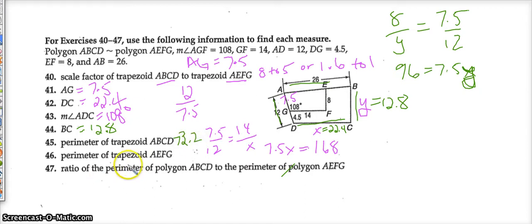And they want the perimeter of the other guy. So that means I have to find out what AE is equal to. I'm going to call that M. So that means that M over 26 is equal to 7.5 over 12. Again, smallest to big, just be consistent. So 26 times 7.5 divided by 12 gives me 16.5. Sorry, not 16.5. My calculator says 16.25.